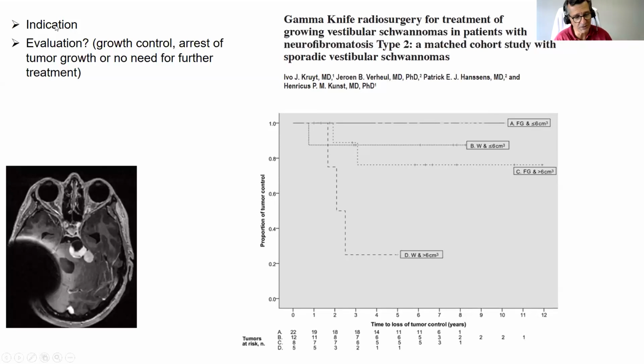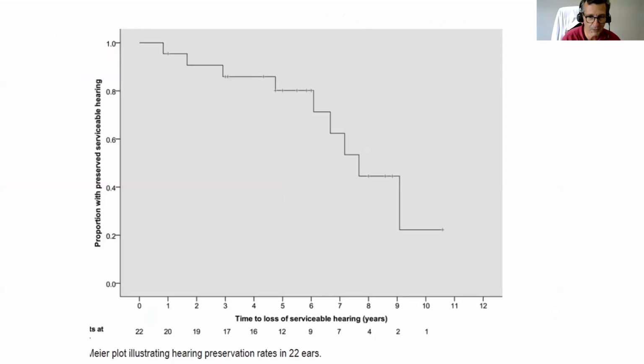And the other discussion, there are many papers. It's difficult to understand what is the indication. Is it a proactive treatment on a non-growing tumor? And what is the evaluation? What is the success of gamma knife? Is it to stop tumor growth or no need for further treatment? So it's not well defined.